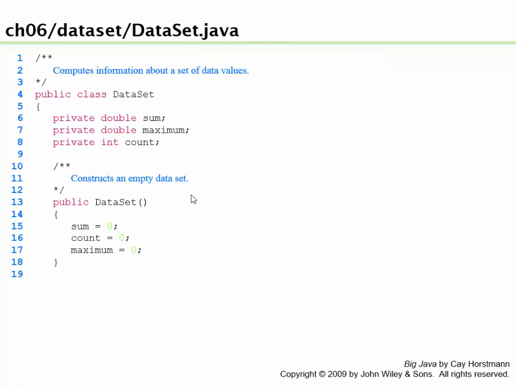Here's our data set class. We have the sum, we have the maximum, we have the count. With the sum and the count, we can figure out the average, right? So here's our data set. We initialize everything to 0, the 3 instance variables.